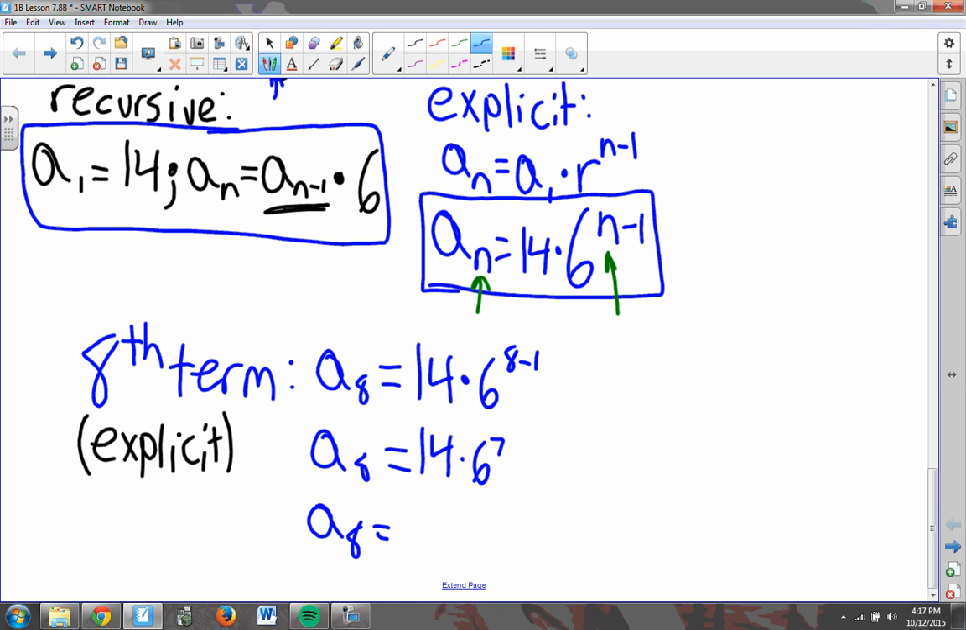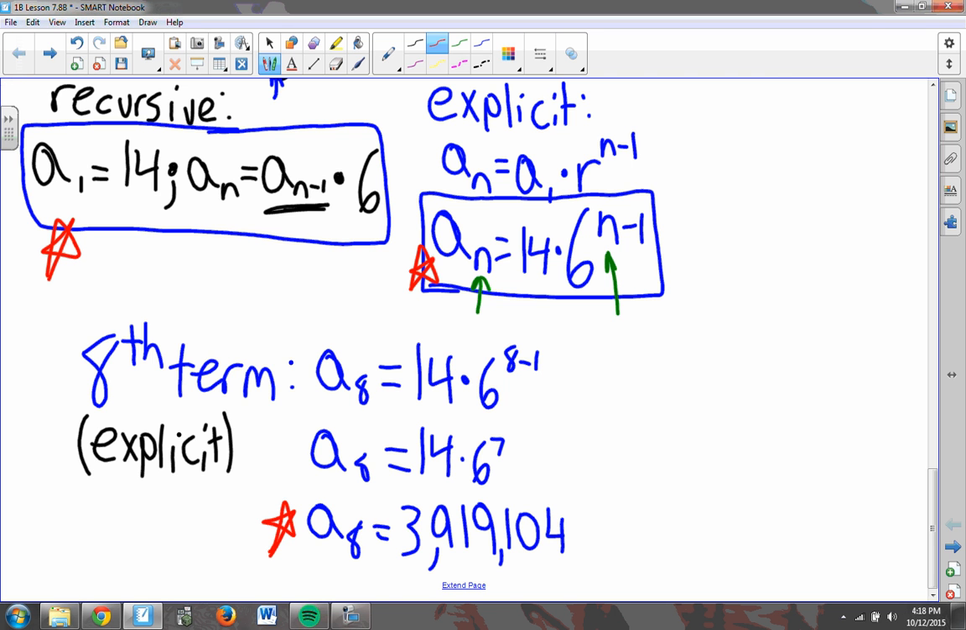a sub 8 is equal to 3,919,104. That is the 8th term of that sequence. By multiplying by 6, 7 times to get my 8th term, I end up at 3,919,104. All right? That's all they asked me to do. I have written 2 equations, here and here, and I have found for them the 8th term. That's right here. All right?